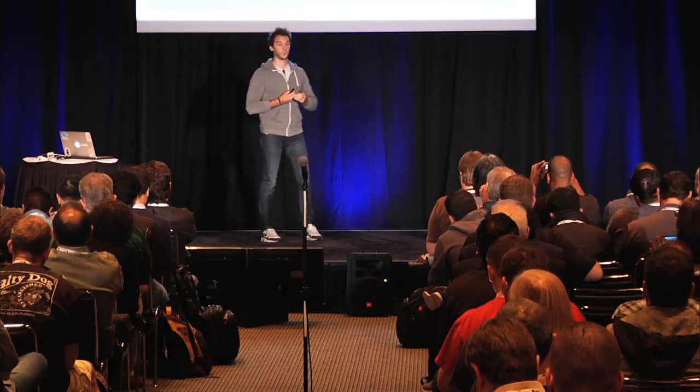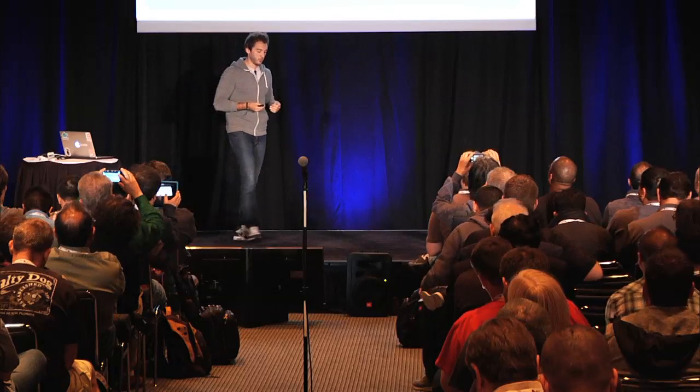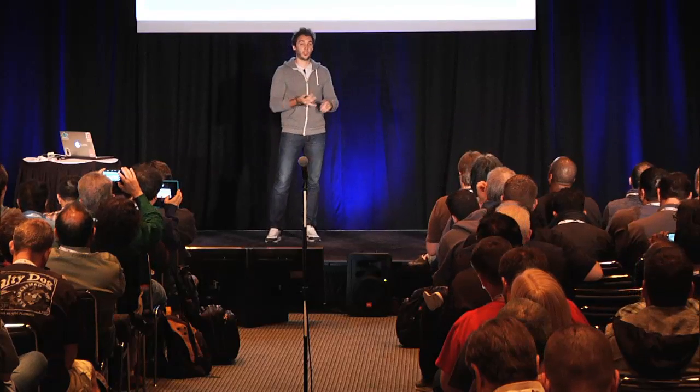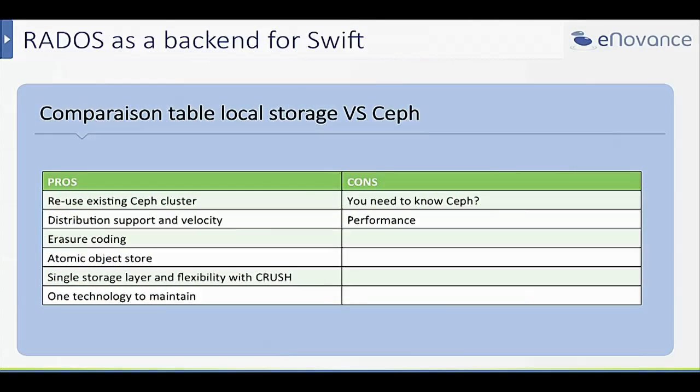Some of the pros and cons about this implementation. Obviously, not everyone starts with an object need. So you might have a production OpenStack cluster with blocks. You might already have an up and running Ceph cluster that acts as a backend for Glance, for Cinder, for Nova, and then, all of a sudden you have a new application coming, and you need Swift for that. So you can reuse your existing cluster, which is kind of a good thing.